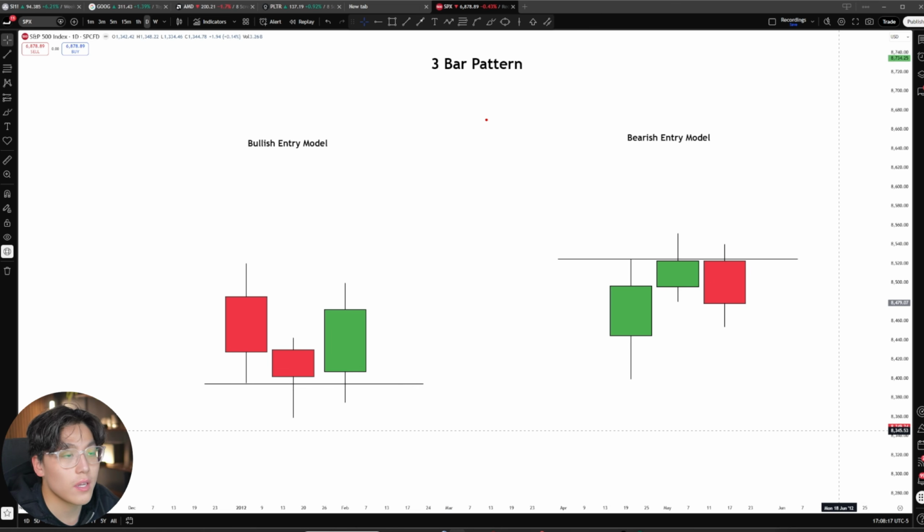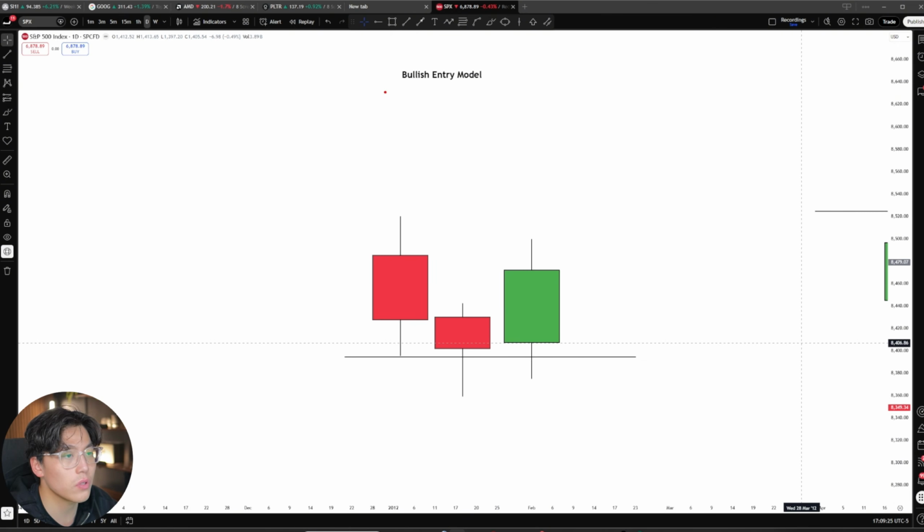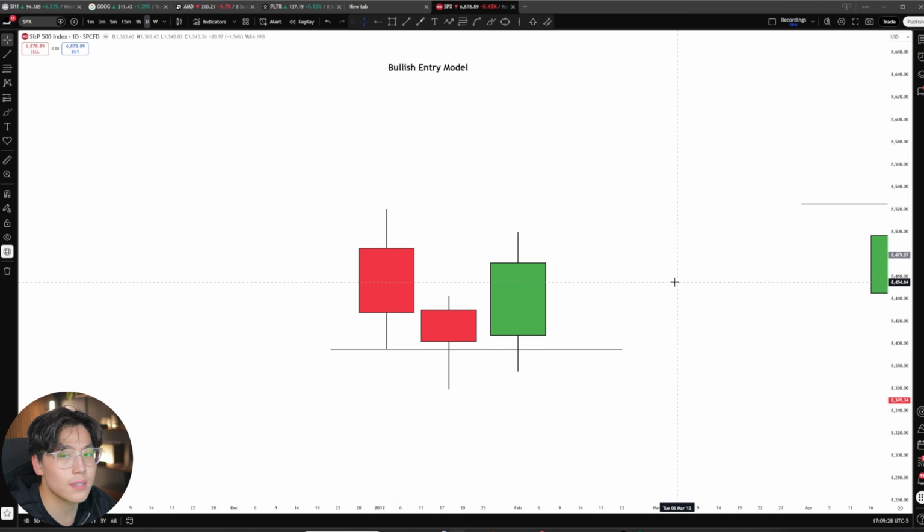So as you can see right here, what we have is the 3-bar pattern, and the 3-bar pattern is a very potent and effective entry model that we can use in combination with our trading strategies. You might have seen me talk about this before on my channel, but I'm going to talk about specific criteria along with the different types of time frames that we can use to combine it together to make it a lot more powerful. On our left hand side is what's called the bullish entry model, and the bullish entry model consists of 3 candles, same as the bearish entry model.